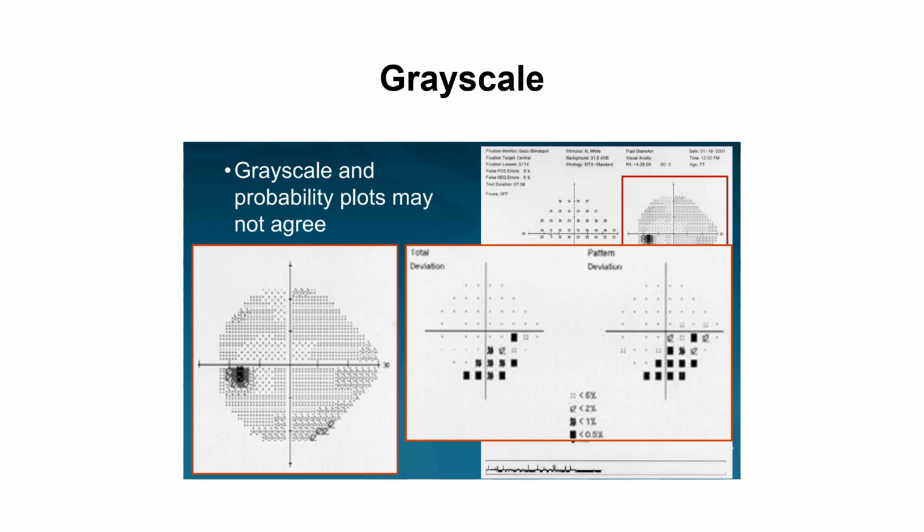Sometimes the grayscale and probability plots may not agree. That's why I told you to depend on the numerical probability plot, because it is more accurate than the grayscale map. The grayscale map can give you the impression that the field is normal. However, when you look at the numerical probability plot, you will discover that this patient has scotomas and a field defect, and it's an abnormal field, compared to just looking at the grayscale map. So please look at the numerical probability plot.